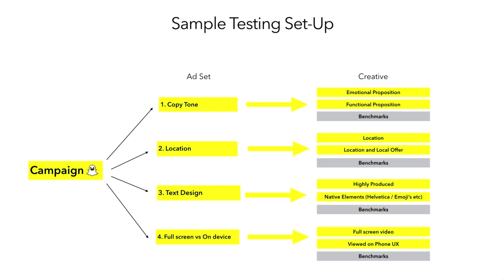A learning agenda should isolate key creative features so you can learn what is working and then scale that. Here's a sample where a brand has focused on copy tone, location, different types of text, and whether or not to show the app in use.